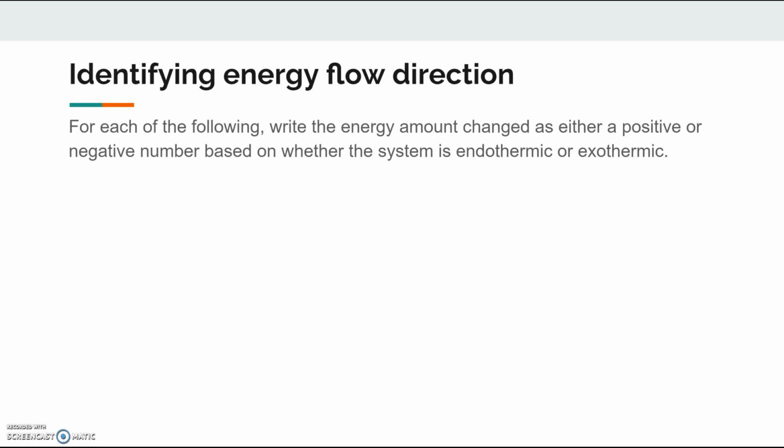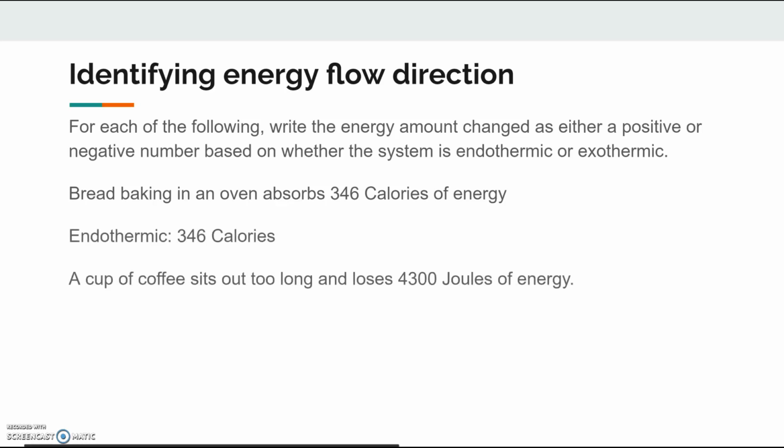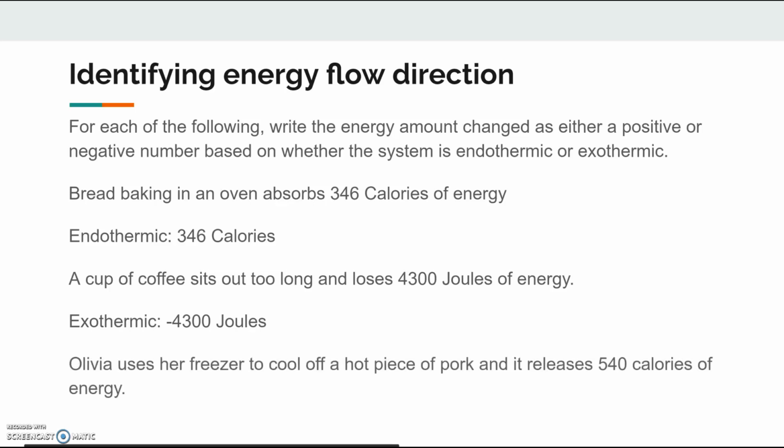For each of the following, please write the energy amount changed as either a positive or a negative number based on whether the system is endothermic or exothermic. Bread baking in an oven absorbs 346 calories of energy. Absorbs. Positive 346. A cup of coffee sits out too long and loses 4,300 joules of energy. Loses. Therefore, we write negative 4,300 joules. Finally, Olivia uses her freezer to cool off a hot piece of pork, and it releases 540 calories of energy. Releases. Therefore, we write negative 540 calories.